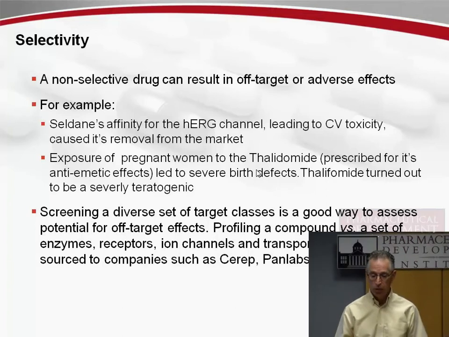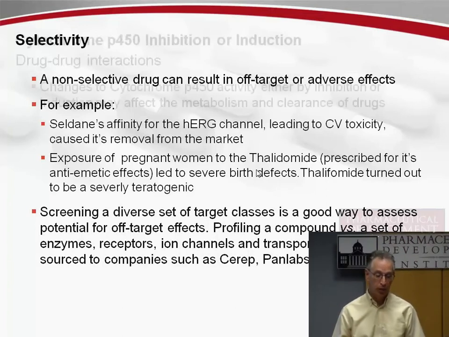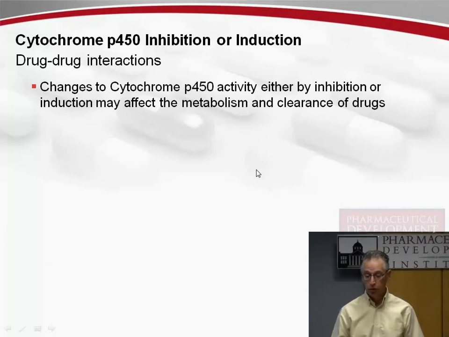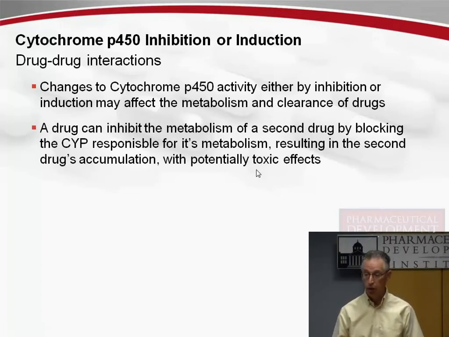Drug-drug interactions can be a major issue in drug development. Drug-drug interactions are due to changes in CYP cytochrome P450 activity, either by inhibition or induction of the cytochrome P450, affecting the metabolism and clearance of drugs. One drug can inhibit the metabolism of a second drug by blocking the CYP responsible for its metabolism, resulting in that second drug's accumulation, potentially leading to toxic effects.